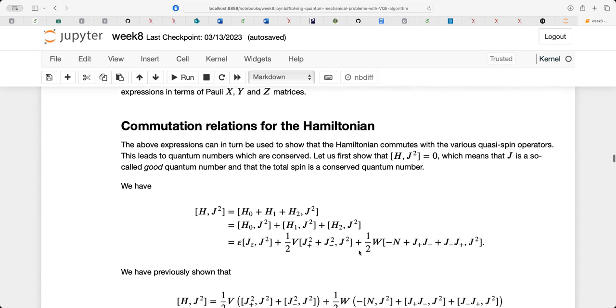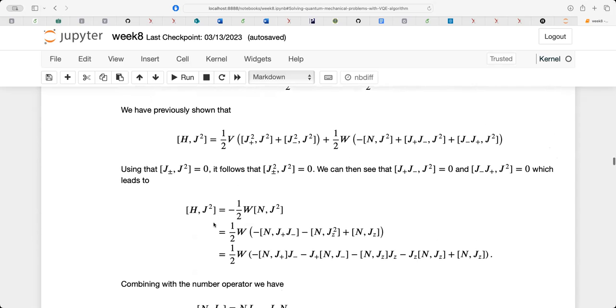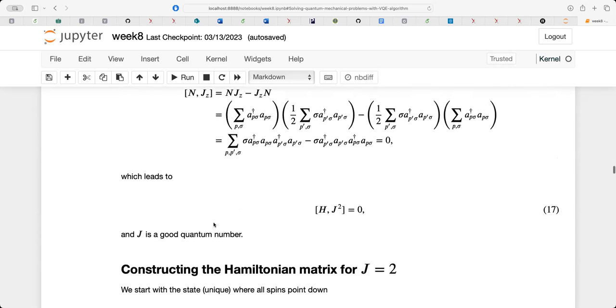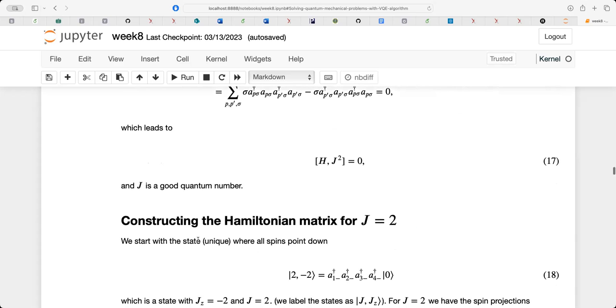And then you can also show that these are good quantum numbers, which means that the Hamiltonian commutes with J squared. So that means that angular momentum is a conserved quantum number. And the same thing, it commutes with JZ. So you have a long exercise here. You can ask why I did this. I did it just for the sake of completeness.